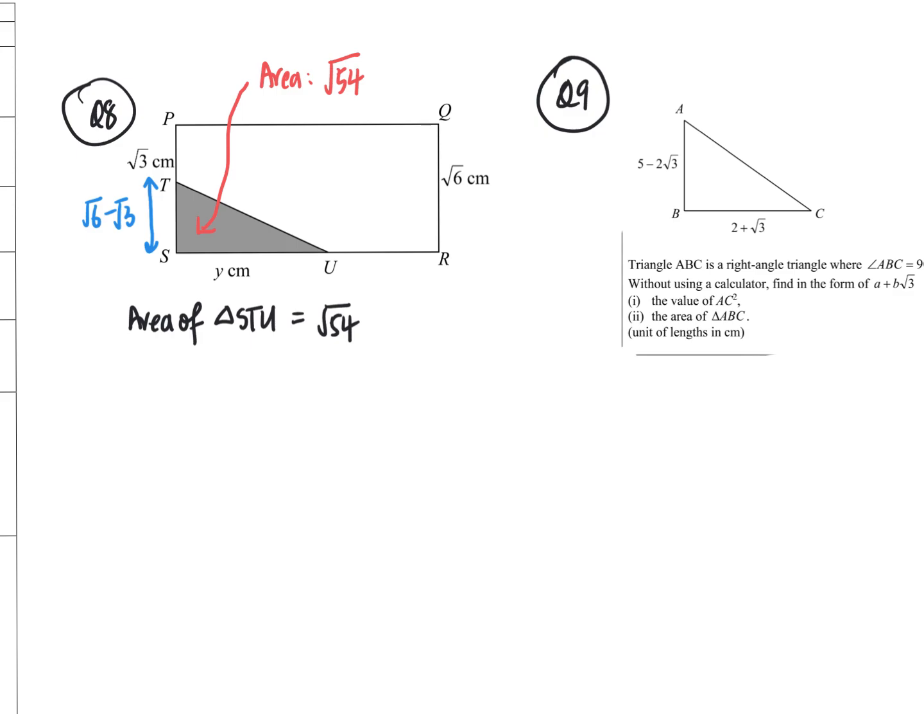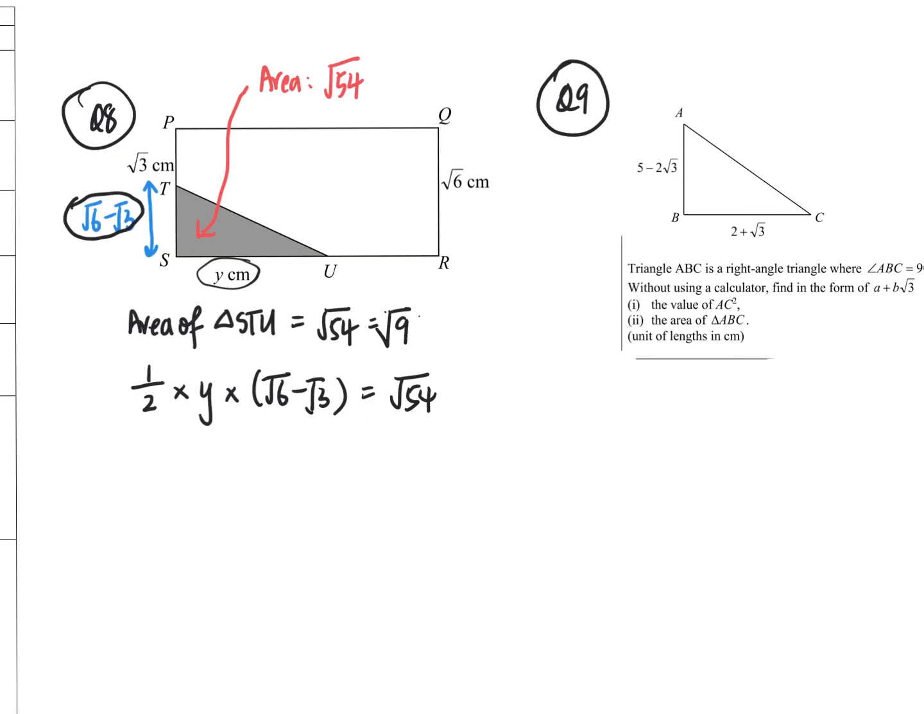Okay, area of the triangle STU is square root 54. Question 8. So the area is first. Yes, and then we make use of the area formula: half times base times the height, and it will give us this. Okay, in fact, this one I can split 9 and 6. So actually, this is 3 root 6. So let me simplify it instead.